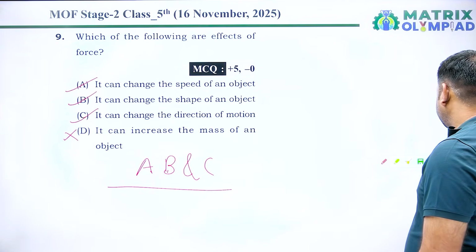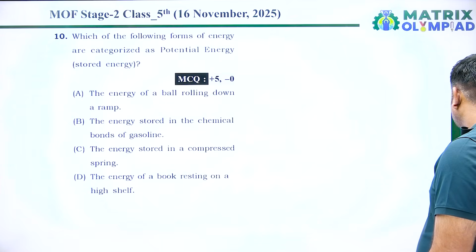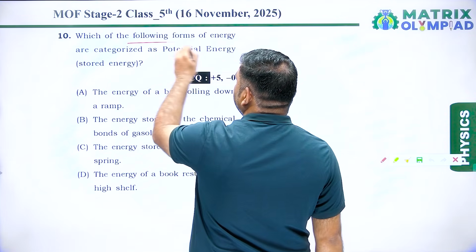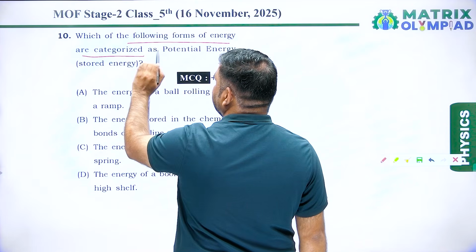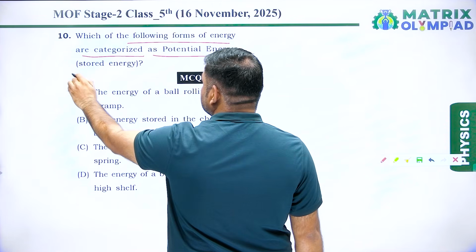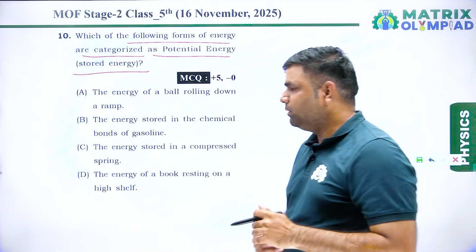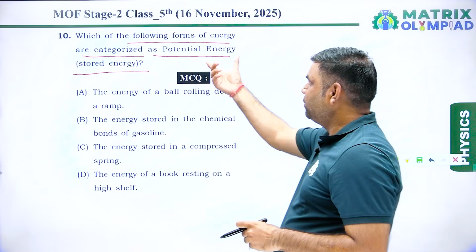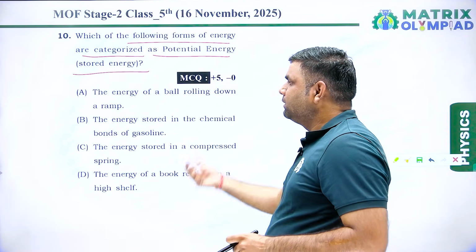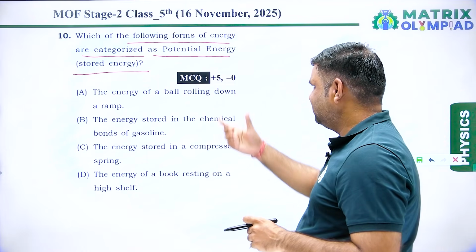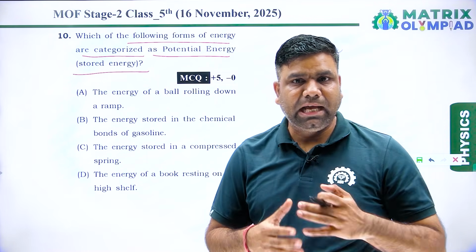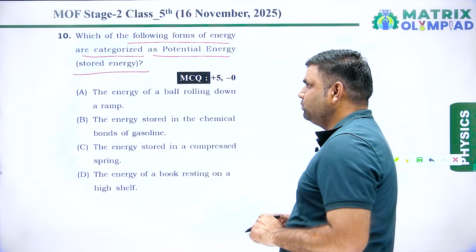Let's move to another question, that is question number 10. Which of the following forms of energy are categorized as potential stored energy? So we have to find which statement is correct and which one is false for potential stored energy in the following options. This is a multiple choice type question, students, so more than one option can be correct. So let's start the solution.